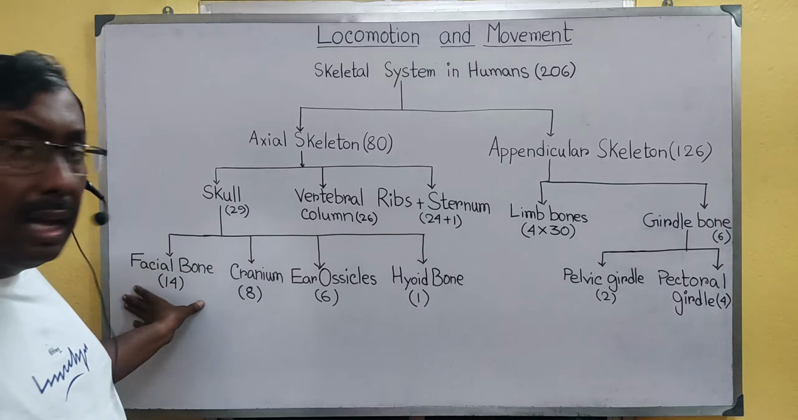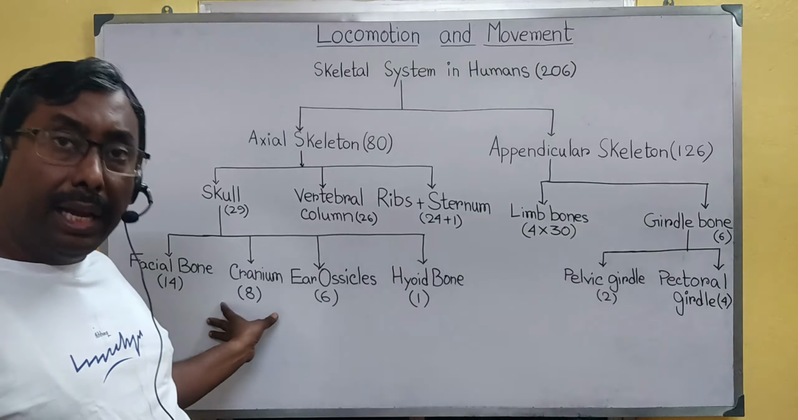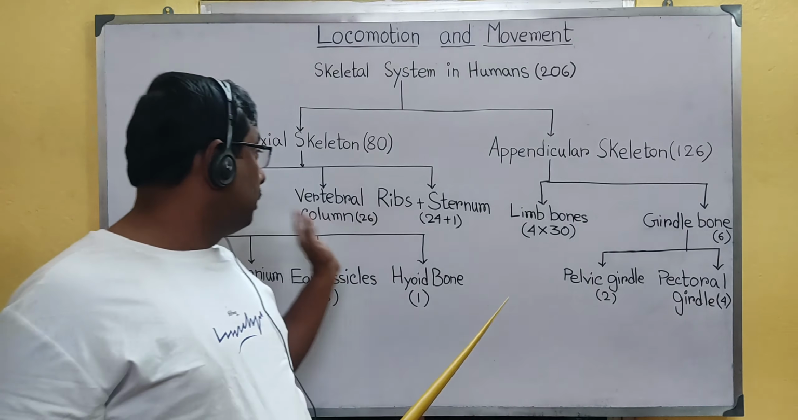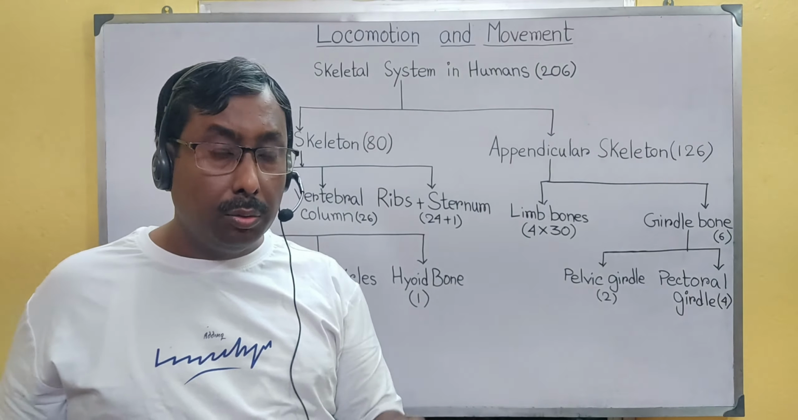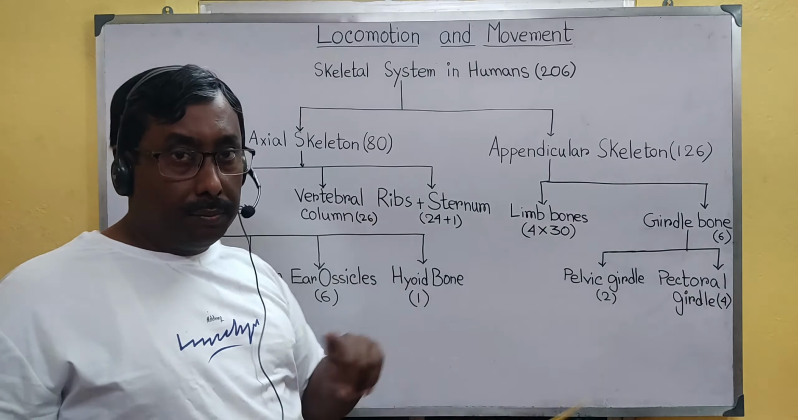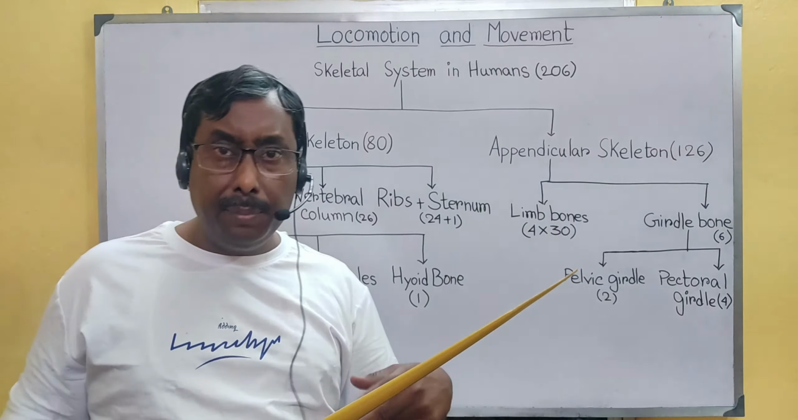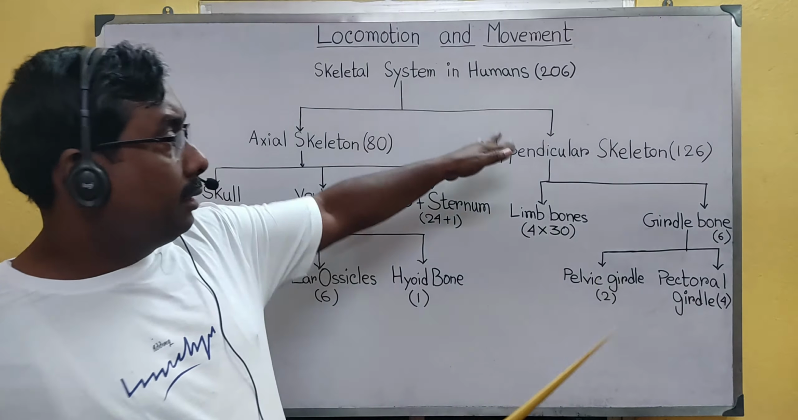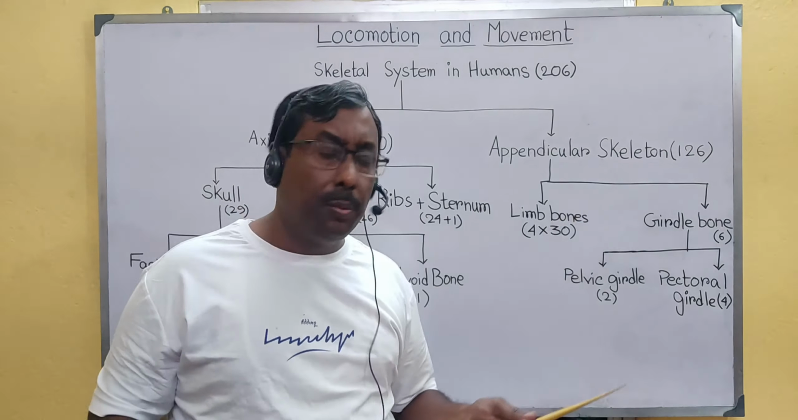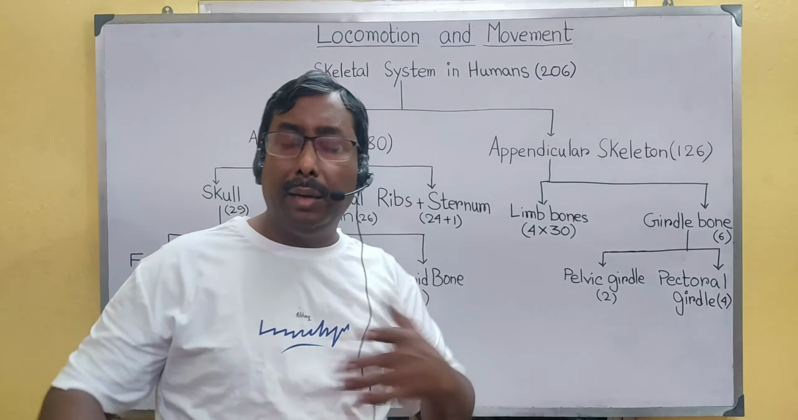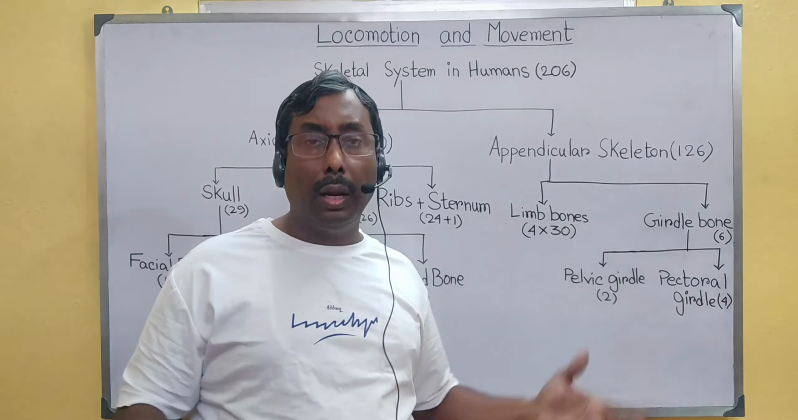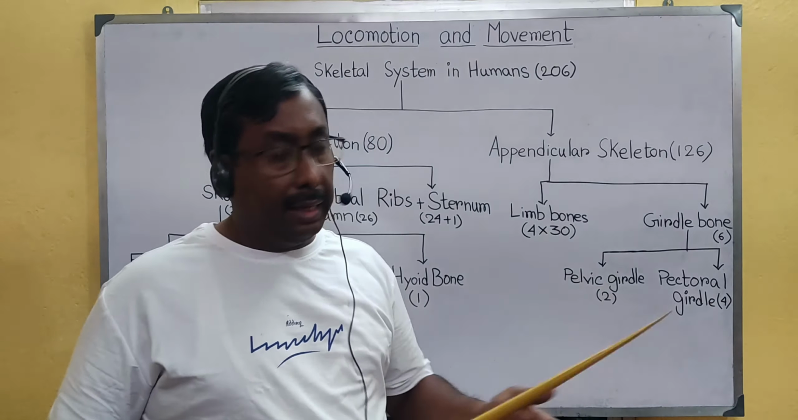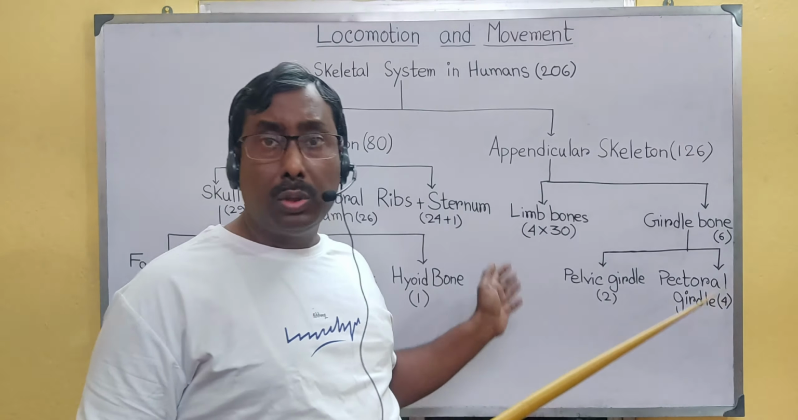In the skull, the facial bones are 14, the cranium 8, ear ossicles 6, and hyoid 1 bone. The vertebral column contains 26 bones, which is the backbone, and the ribs, 12 pairs, so 24 bones, and the sternum 1 bone, the breastbone. Okay, and in the appendicular skeleton there are 126 bones. Limb bones 4 into 30, that means each limb contains 30 bones. So for the 4 limbs, right and left arm, right and left leg, 4 into 30, total limb bones 120.